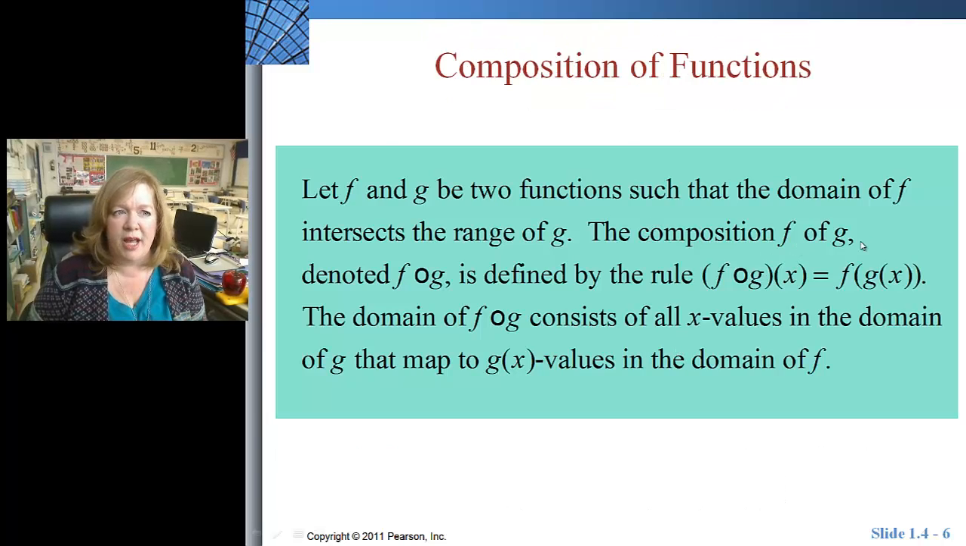The composition f of g, which is denoted f little circle g, is defined by the rule f of g of x, which means you take a whole function and put it inside f, the function f. The domain of f of g consists of all x values in the domain of g that map g of x values in the domain of f. So in other words, you got to take another look at the domain and make sure it's defined everywhere.